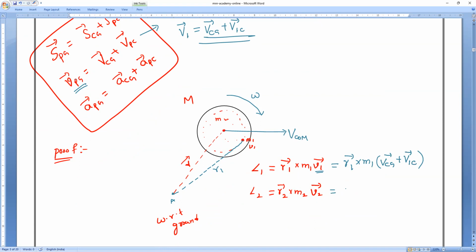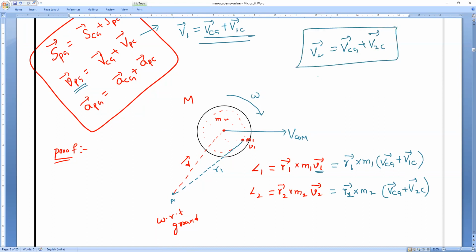You say only, I'll proceed. Otherwise, it is impossible to solve this derivation. Second one: R2 into M2 into VC with respect to ground plus V2 with respect to center of mass. So V2 is equal to VC with respect to ground plus V2 with respect to center. Like that, V3 equals VC with respect to ground plus V3 with respect to center of mass, and so on. We can write it. Will you all agree with me, guys? Yes, sir.